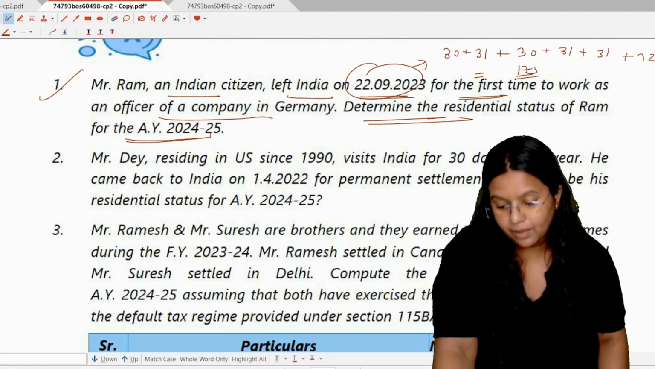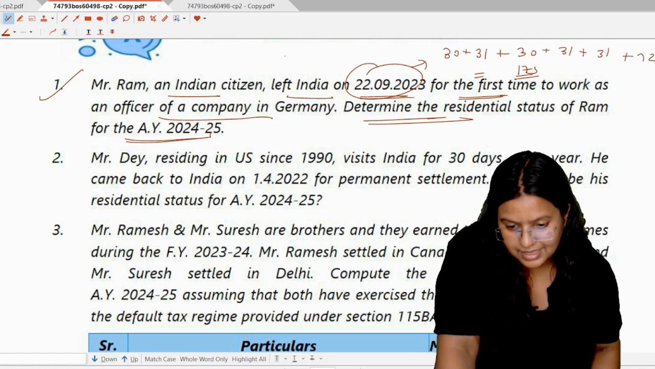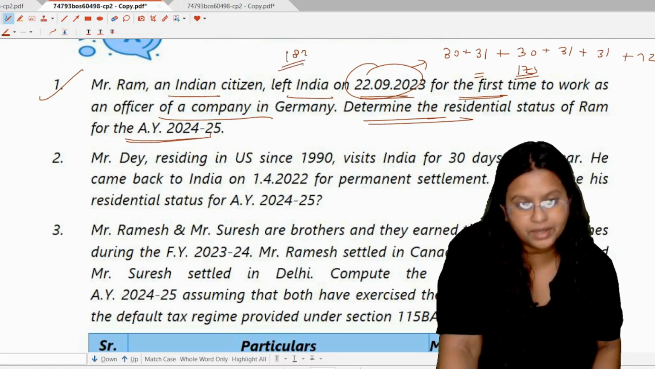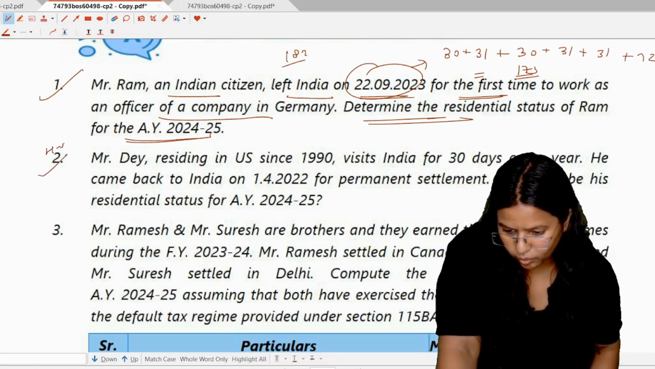And the reason being because he left India for employment purpose. So, as he is not in India for at least 182 days, that person is a non-resident in India. Question number 2 is your homework.